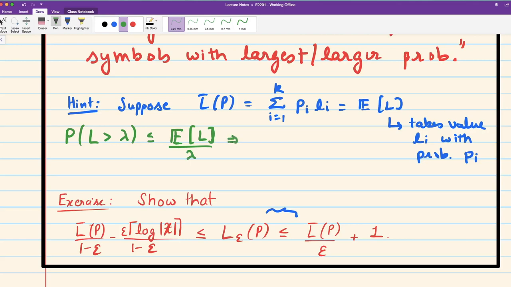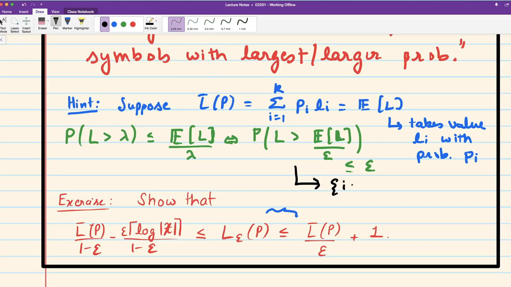Equivalently, the probability that L exceeds this expected value of this random variable divided by epsilon, that probability is less than or equal to epsilon. Aha. So what is this set here? This is the set we were looking for actually.